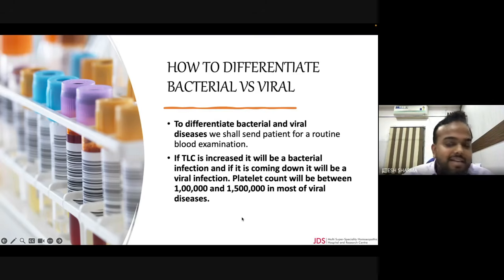Now, very interestingly, how do we differentiate bacterial versus viral? We all know this is a very basic thing: when we send the patient for a CBC, if the TLC is increased, it will be a bacterial infection, and if it's coming down, it will be a viral infection. The platelet count will be between 1 lakh and 1,50,000 in most viral diseases.